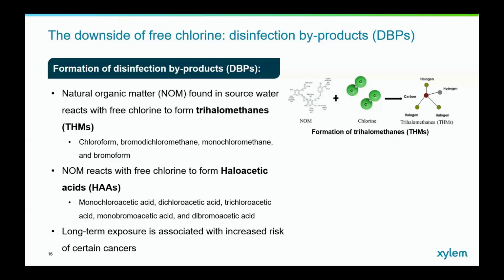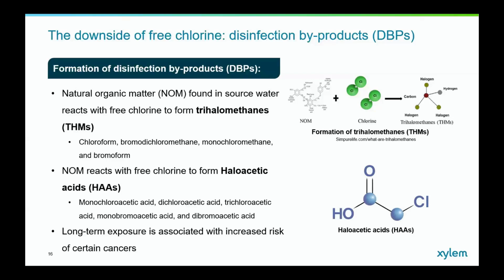The 4 trihalomethanes that are of most concern to US EPA are chloroform, as shown on the right in the graphic, bromodichloromethane, dibromochloromethane, and bromoform. A second set of regulated compounds are the haloacetic acids. US EPA has set maximum contaminant levels for 5 of these compounds: monochloroacetic acid, dichloroacetic acid, trichloroacetic acid, monobromoacetic acid, and dibromoacetic acid.